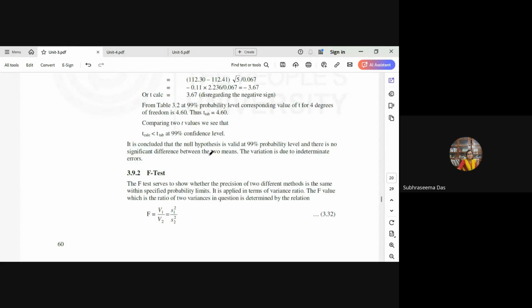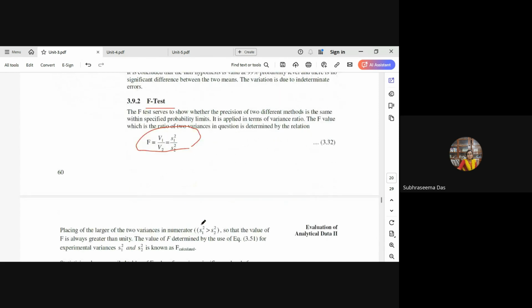Now coming to the F test. This F test compares the variances between two observations. The F value is the ratio of two variances and is determined by the equation F equal to V1 by V2, given in equation 3.32.